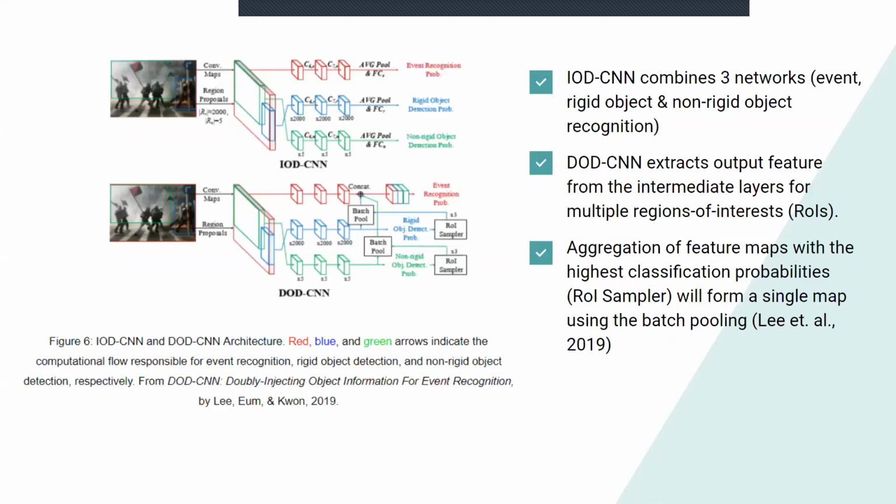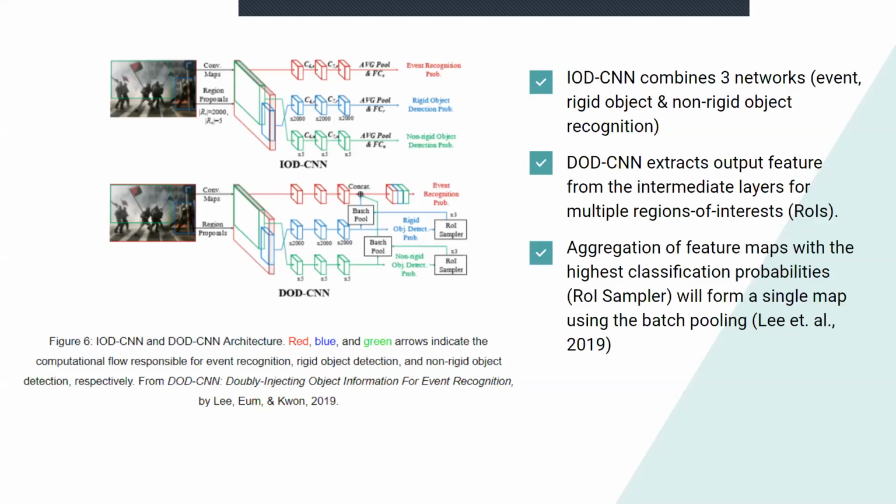DoD CNN is inspired by IoD CNN, where it is a continued version of IoD CNN. As illustrated in figure 6, IoD CNN is an improved architecture where it combines 3 networks: event recognition, rigid object recognition, and non-rigid object recognition. These networks share the initial layers for each task, but for the DoD CNN, the output feature is extracted from the intermediate layers for multiple regions of interest, ROIs.